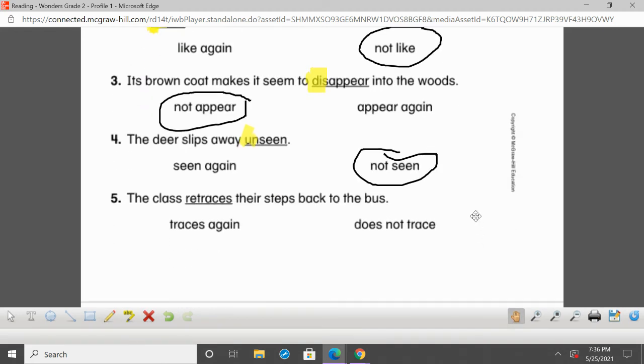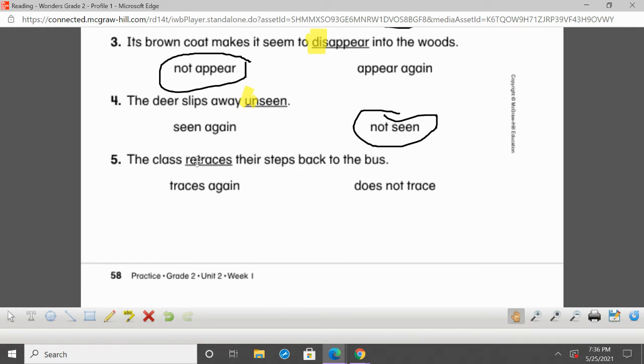All right, our last one here. The class retraces their steps back to the bus. So we have our word retraces. I want you to pretend to highlight our prefix in the word retraces. So you should have highlighted RE, that's our prefix. And I want you to go ahead and think, what does our prefix RE mean again? Go ahead and yell it out. Yeah, it means again. So if the class retraces, that means we take our root word traces and then again. So traces again.